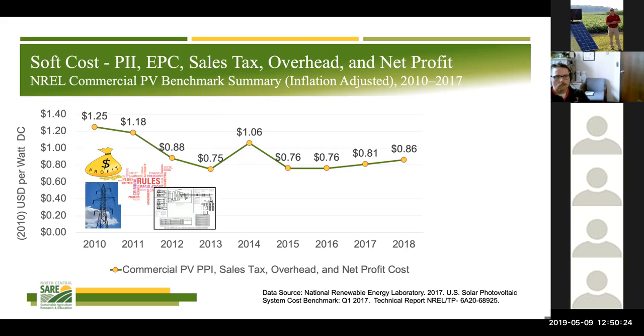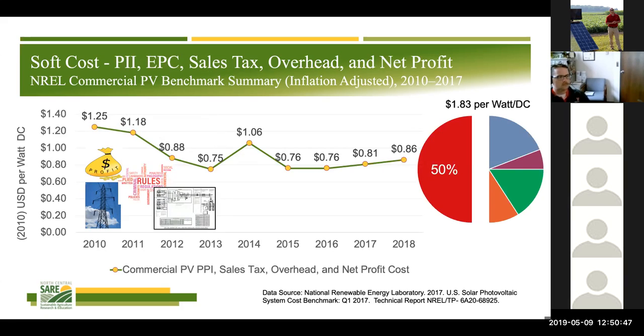And then our final category is PII: permitting, interconnection and inspections, engineering, procurement, construction, sales tax, overhead, net profit. And you can see, while we've seen reduction, it's not the dramatic downward trend that we've seen with a lot of the other categories. And this, I guess, shouldn't come as a surprise if you've been paying attention to our pie chart as we've moved along. As the last category, it accounted for 50% in 2018 of the overall installation cost.